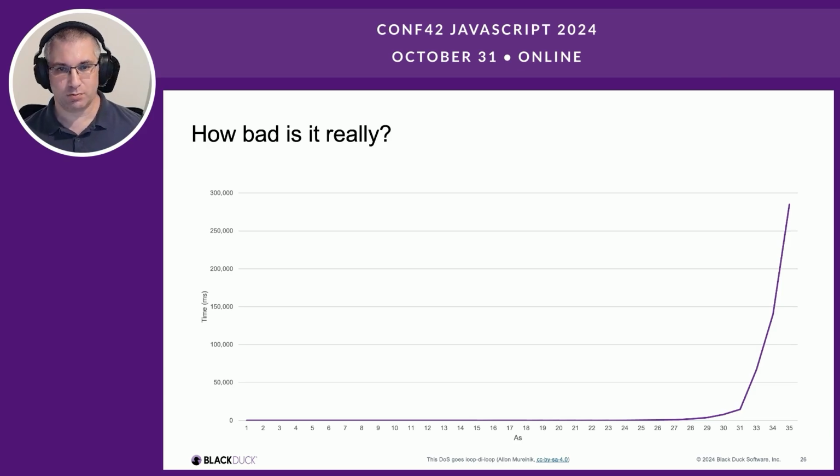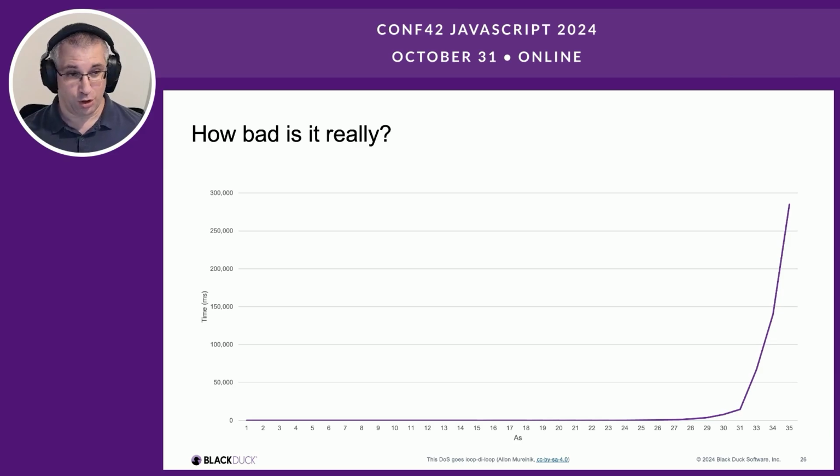Up to about 28, 29, let's say for argument's sake, even 30, 31 A's followed by a B, it's not too bad. Under half a second, we can live with that. And of course, 50,000 milliseconds is 50 seconds, but under a minute, we can probably live with that. But at about the 31 A's mark, it really kicks up. In 3 seconds, it takes 50 milliseconds, which is almost a minute.